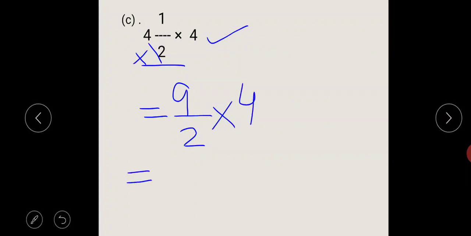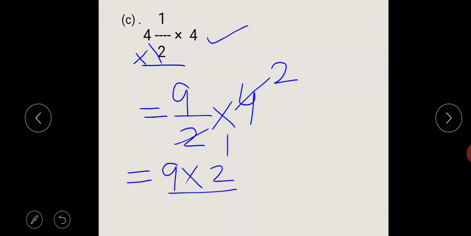Now we know 2 1s are 2, 2 2s are 4. So finally 9 multiply by 2 upon 1. So the answer is 18 upon 1 or simply 18.